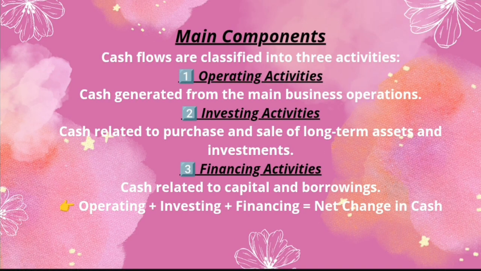So the main components: cash flows are classified into three activities: operating activity, investing activity, and financing activity. Operating activities: cash generated from the main business operations. Investing activity: cash generated from purchase or sale of long-term assets and investments. Financing activity: cash related to capital and borrowings. Operating plus investing plus financing is equal to net change in cash.